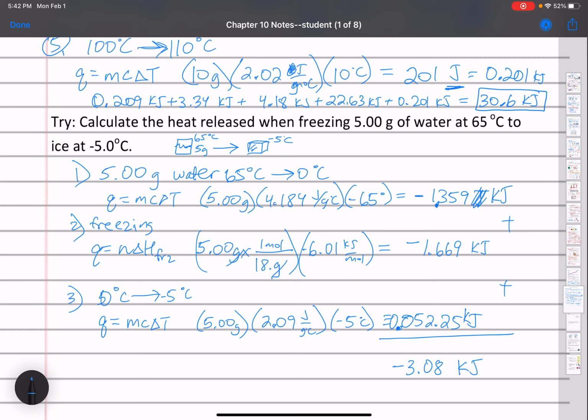In this question, it's saying calculate the heat released. This negative sign just means that's how much was released. So typically in a problem like this, you give the absolute answer. So the answer would just be 3.08 kilojoules of energy was released. The negative sign just means that it was released.